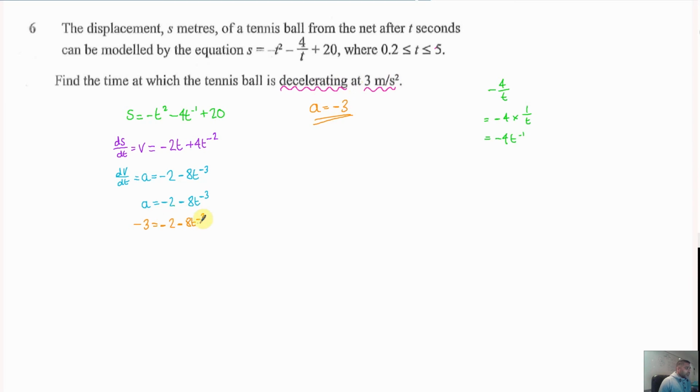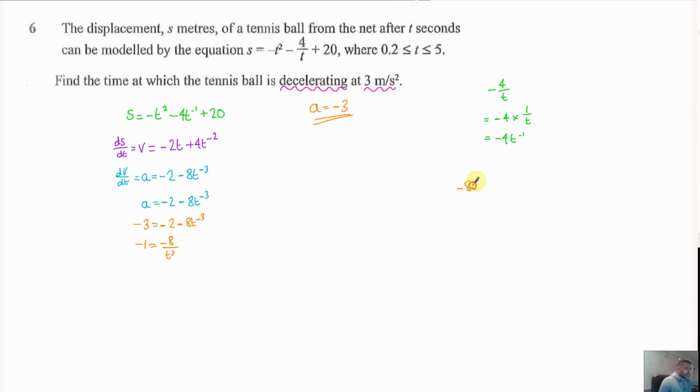Okay, now to solve this, first let's add 2 to both sides, so minus 1 equals, and I'm going to rewrite this in fraction form, so it'll be minus 8 over t cubed. Just doing that in itself helps you to solve this. Again, grade 9ers should be looking to be able to convert between index form and fractions easily like that. Just to show you why that works.